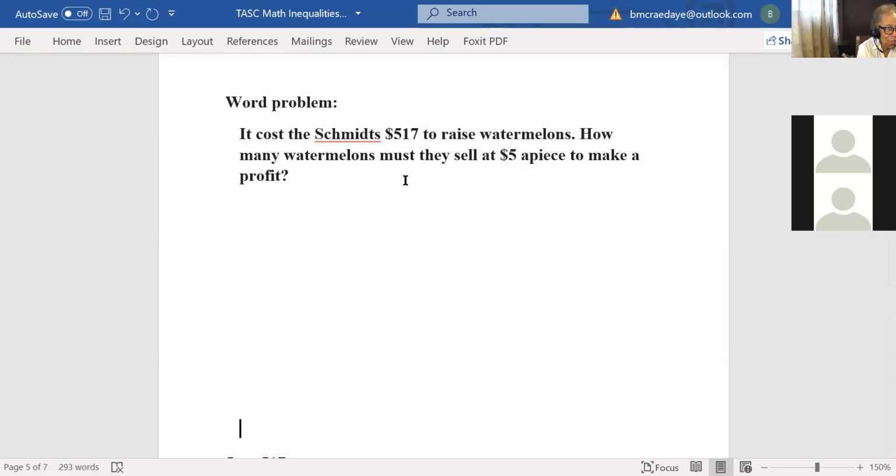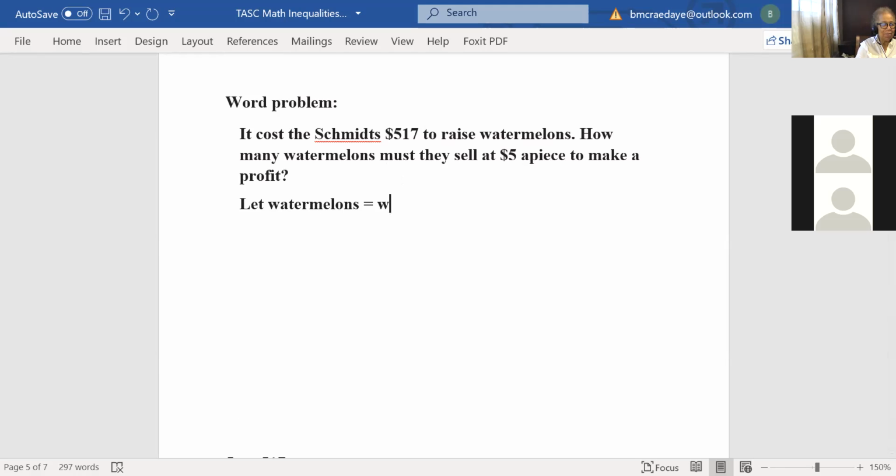Now, how would you set up the inequality? What would your inequality symbol be? I'll just say let watermelons equal W. So now we have a variable for our watermelons. What would your inequality look like?